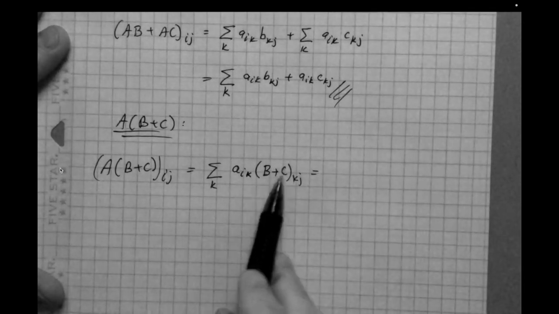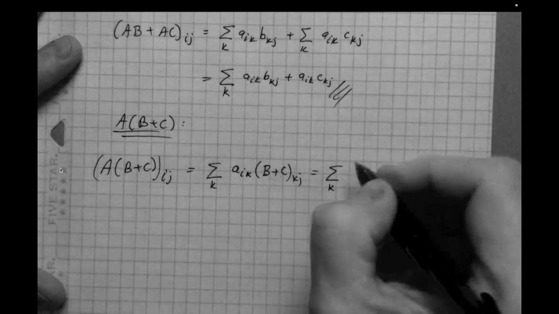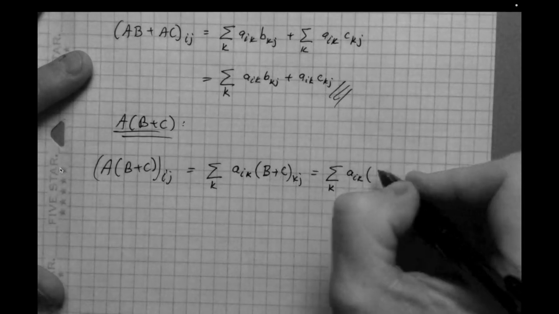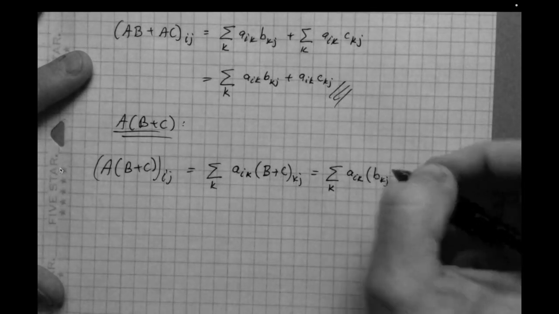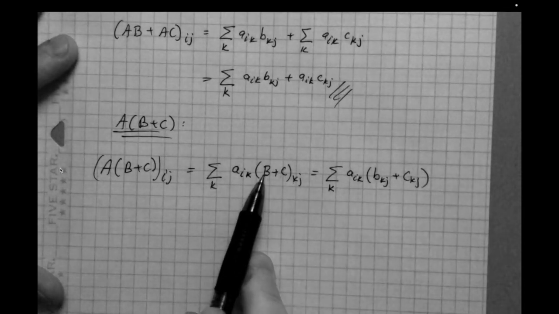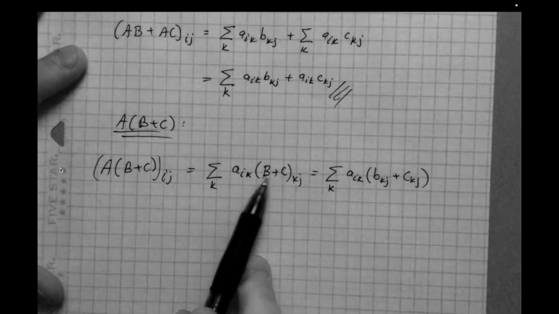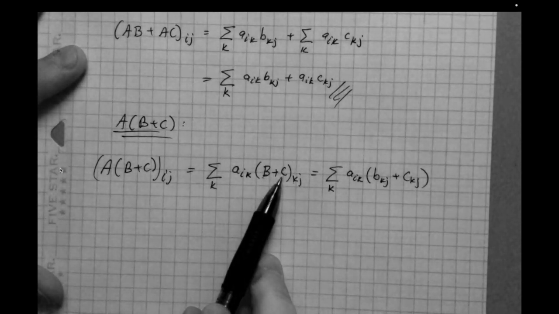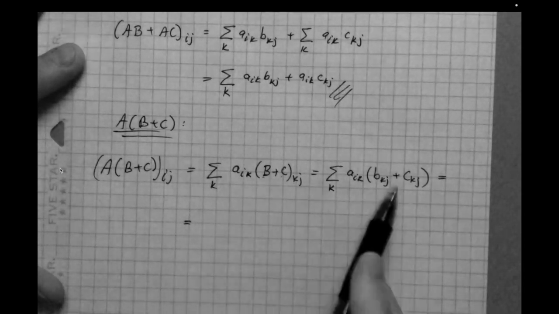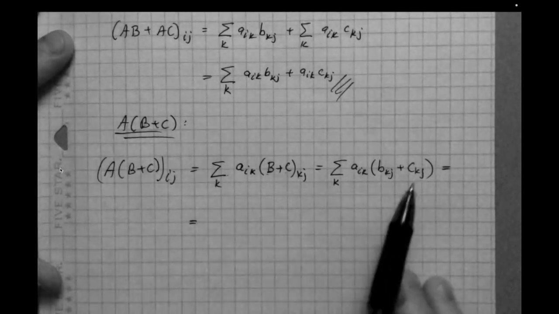Okay, and then we can break this down further by writing the sum over K of A_ik times B_kj plus C_kj, right? So this will be just a sum, right? So it's B_kj plus C_kj. Okay. Hopefully that's clear. Sometimes this notation can be a little tricky, but there's really no better way to write this.